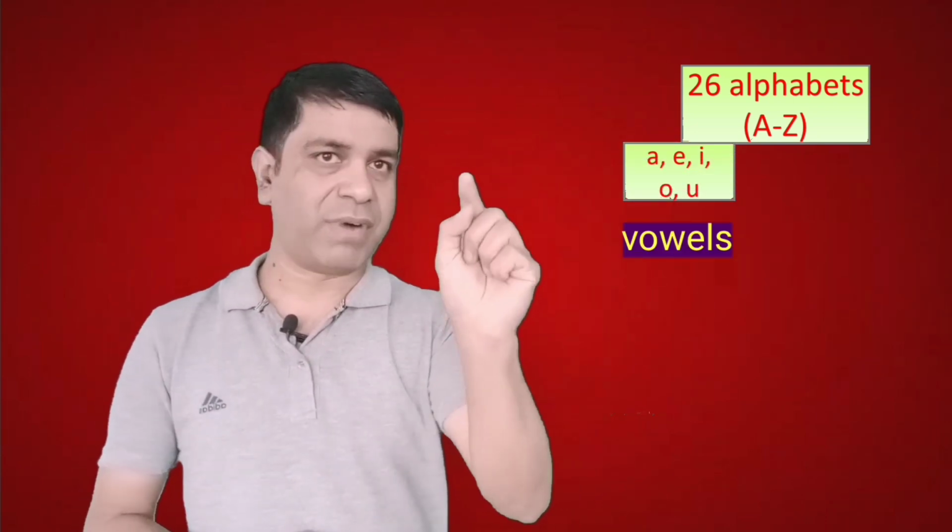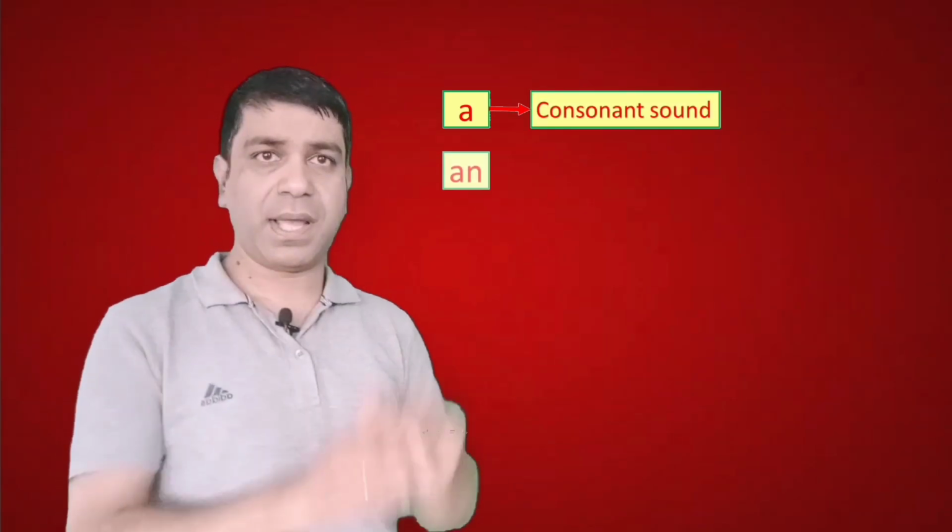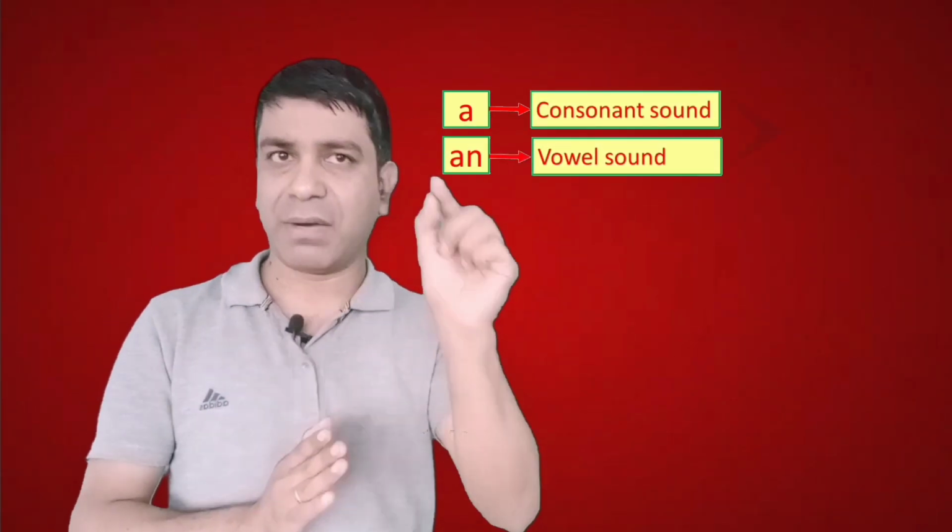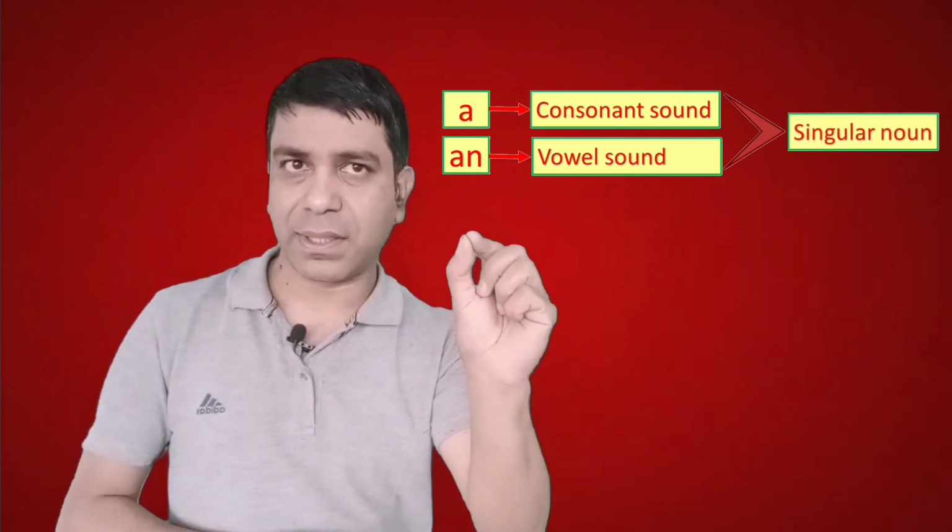First, let us talk about the indefinite articles a and an. There are 26 alphabets in English language, out of which A, E, I, O and U are vowels and remaining 21 alphabets are consonants. A is used before a consonant sound and an is used before a vowel sound when the noun is singular in number. For example, a cat. Cat is a singular noun and it starts with a consonant sound C. That is the reason why cat is preceded by an article a.